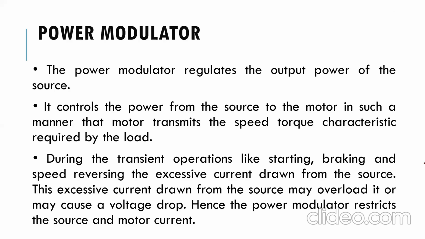During the transient operation like starting, braking and speed reversing, the excessive current drawn from the source may overload it or may cause a voltage drop. I am just reading whatever is written here. Hence the power modulator restricts the current between the source and the motor. You know the use of a starter in DC machines, maybe a 3-point starter or 4-point starter.